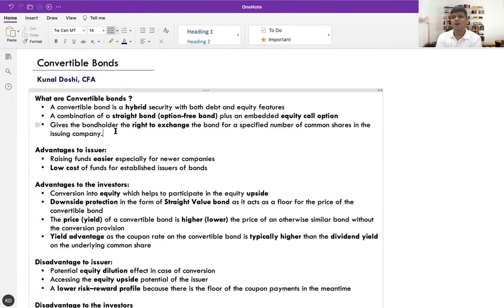So would you be interested in buying a plain vanilla, option-free straight bond, or a convertible bond? What bond will you prefer as an investor? Tell me. Convertible, right? And that's why convertible bonds are always sold at a premium compared to an option-free bond. Why? Because they offer you an option, isn't it?